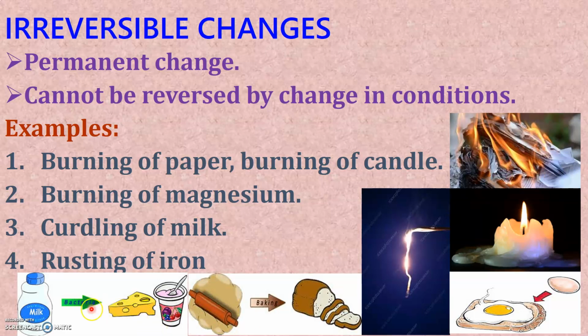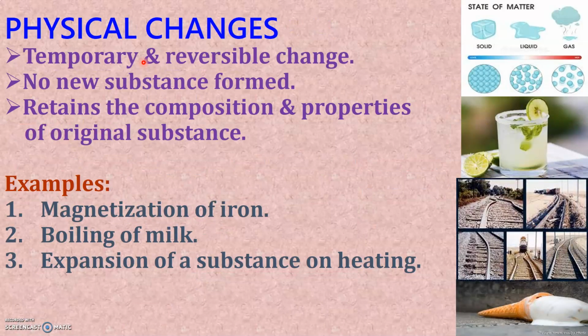Other examples like curdling of milk, rusting of iron, baking of a cake or bread, cooking of egg, all these are examples of irreversible changes. The last classification of change is physical change and chemical change.